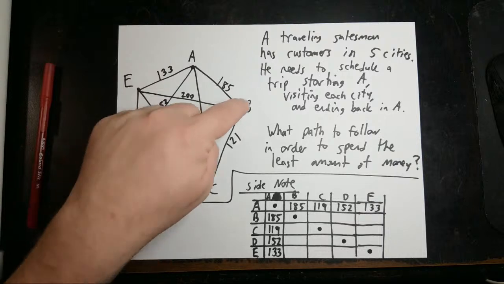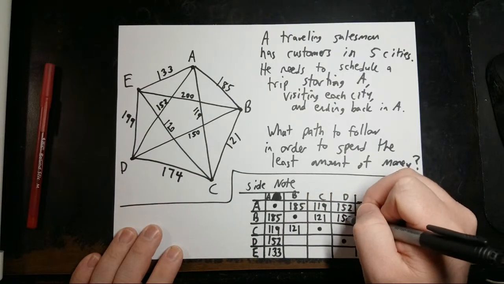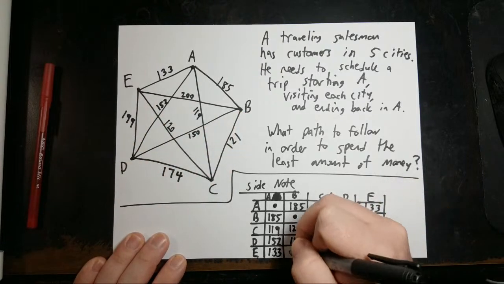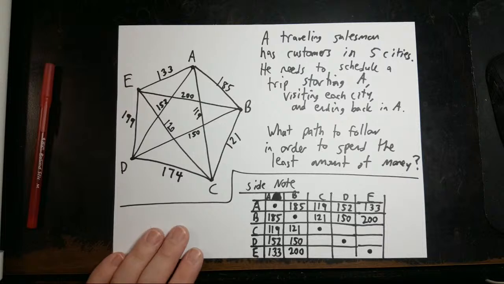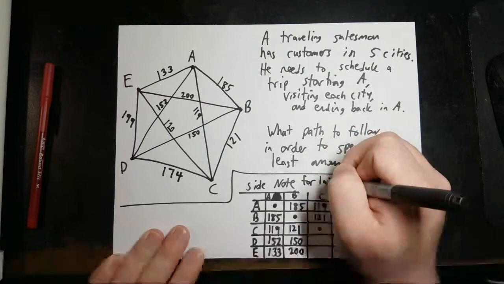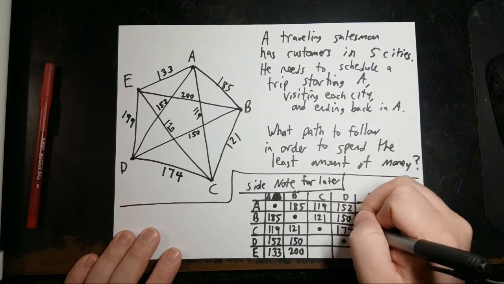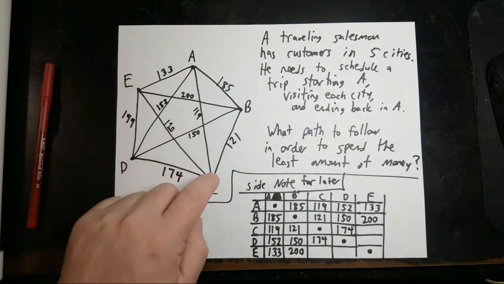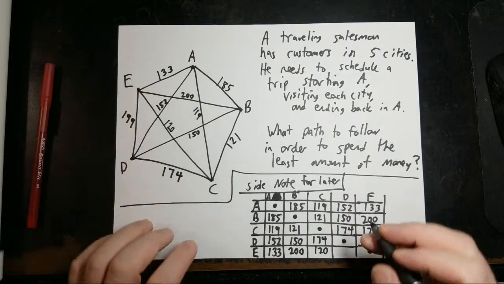Well, okay. B to C is 121. B to D is 150. It doesn't take that long to put this table together. B to E is 200. But again, in the future, this will come into play, and this will help us with future problems. I'm just kind of showing you as a side note for the future. In fact, side note for later. This is a good organizational tool. D to C is 174. What did I do? C to E. C to E is 120. And then D to E is 199.